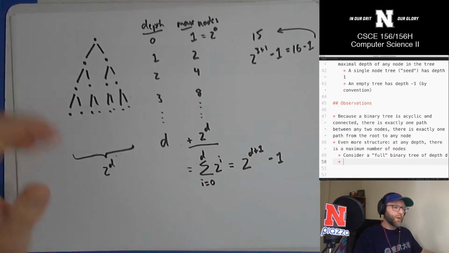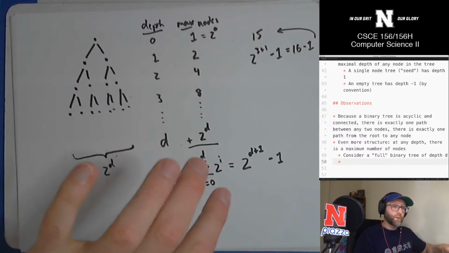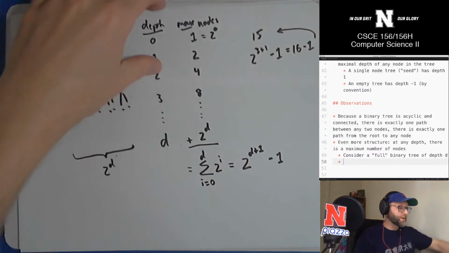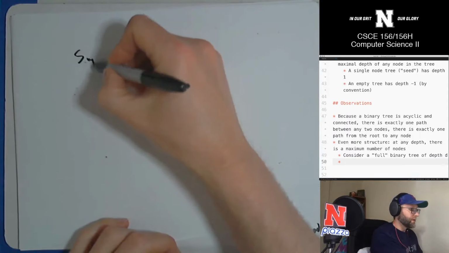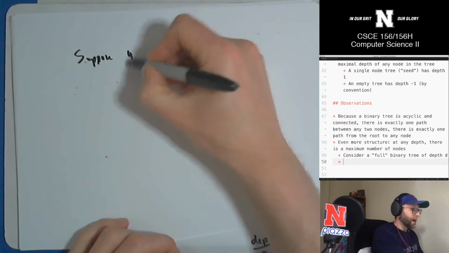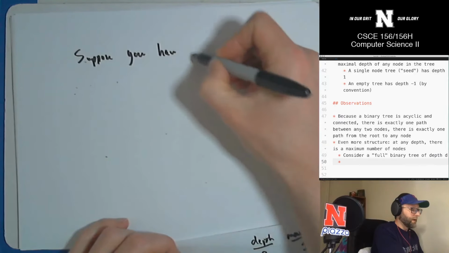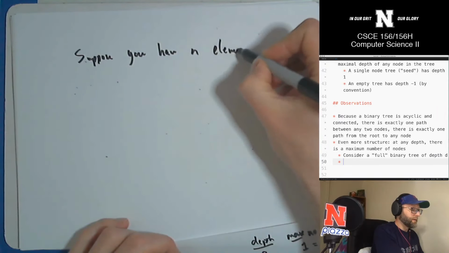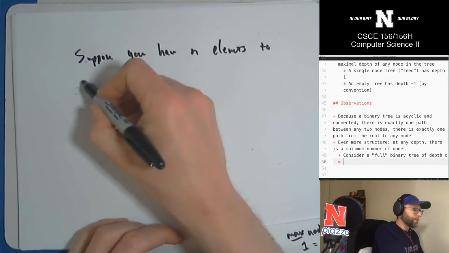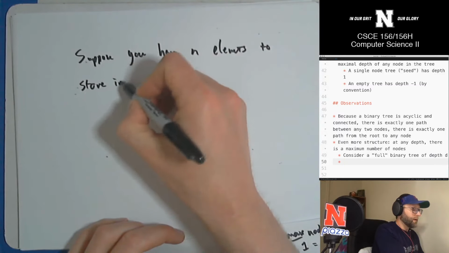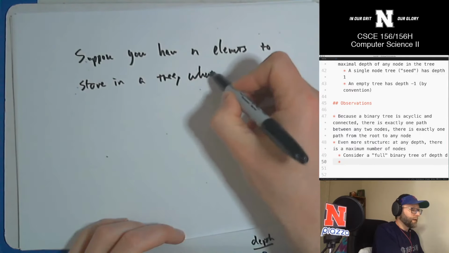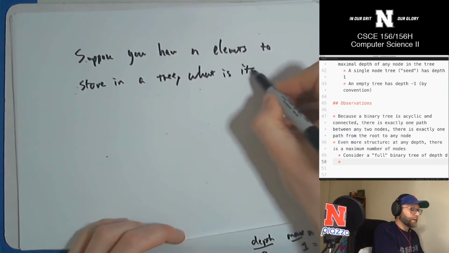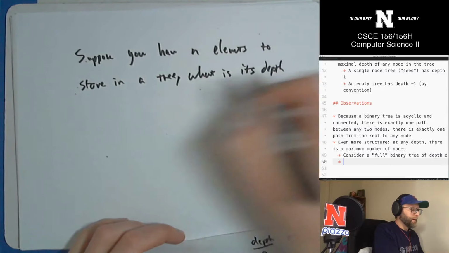Then what if I looked at it from the opposite direction? In other words, suppose you have n elements to store in a tree. What is its depth if full?